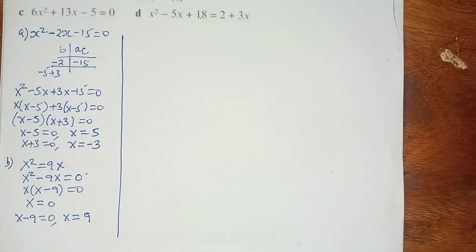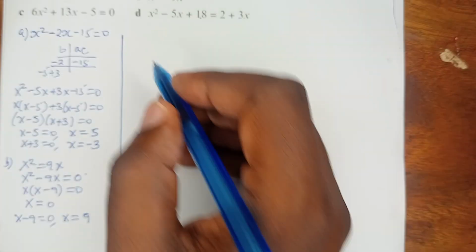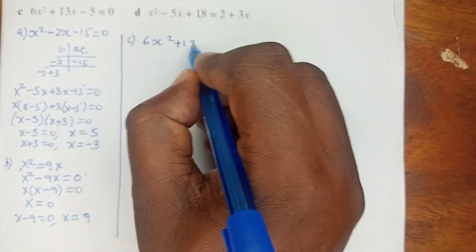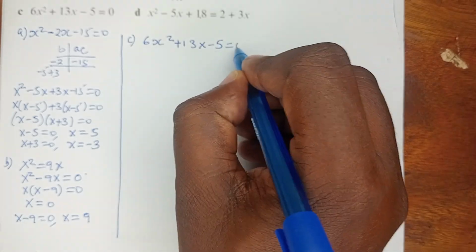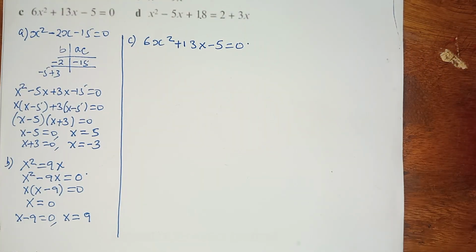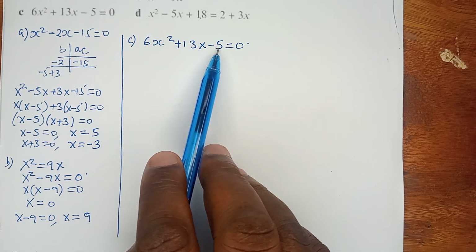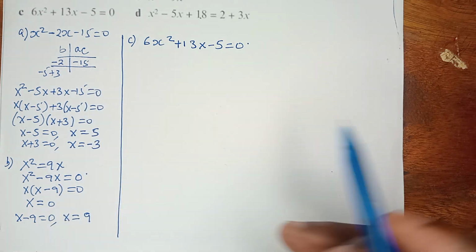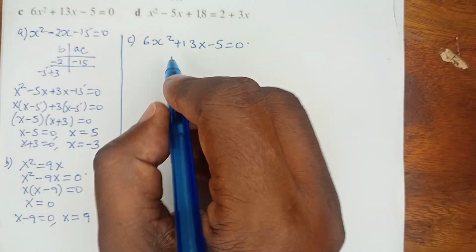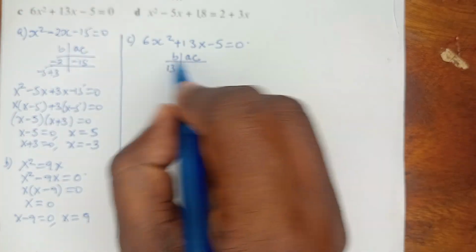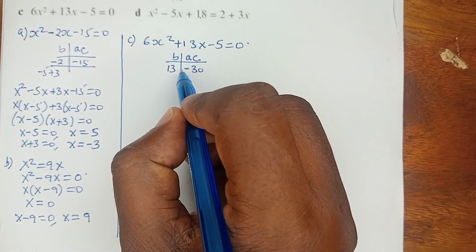Let us look at part C. If you look at part C, we have 6x squared plus 13x minus 5 is equal to 0. Again, we are talking about the BAC approach. Our B is 13, our AC is -30. And as you can see, -30 now talks of, let's just line them up here. BAC, our B is 13, our AC is -30.